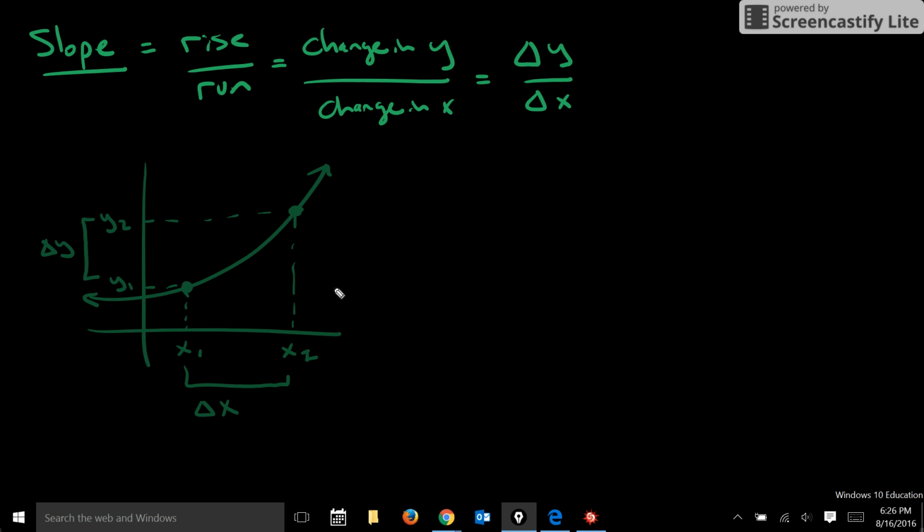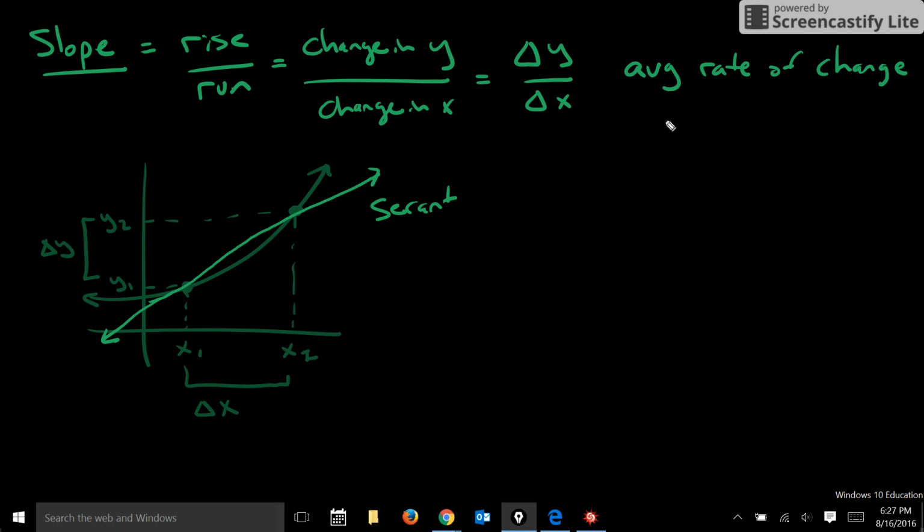Now, something else that you can do with this graph is draw a line connecting these 2 points. If I draw a line that connects these 2 points, I have what's called a secant line. My secant just intersects my graph through 2 points, and what my secant tells me is the average rate of change. Sometimes we call that AROC, my average rate of change.